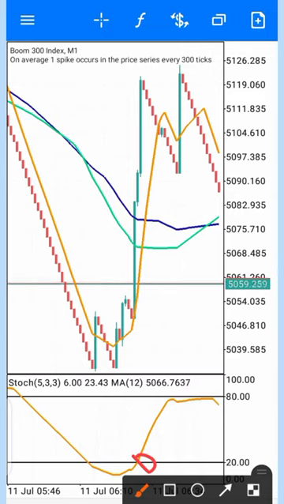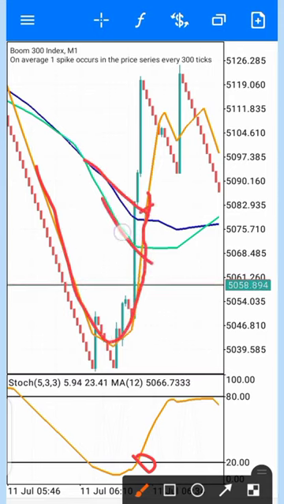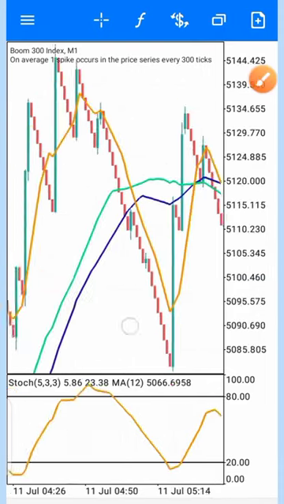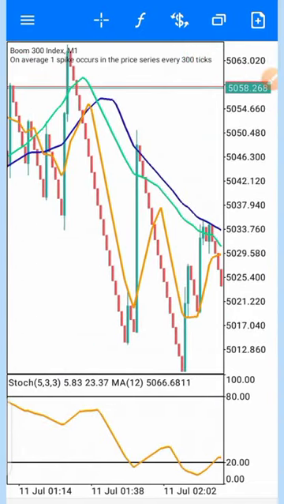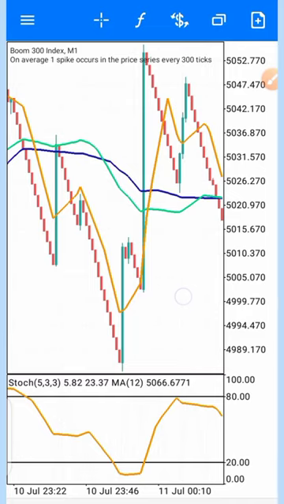Then you wait for this 9 period moving average to cross these two moving averages, blue and green, which are the 50 and 60 moving averages. Once the cross happens, just take your buy. It's rare for the market to not play out the way you want. It's very rare. It has never happened to me since I started using the strategy.